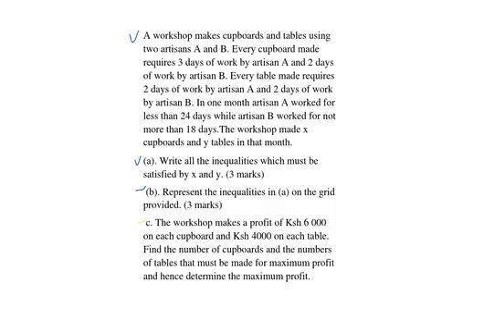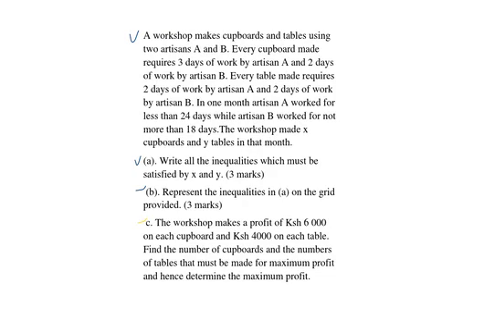Part C, we are told the workshop makes a profit of 6,000 shillings on each cupboard and 4,000 shillings on each table. Find the number of cupboards and the number of tables that must be made for the maximum profit, and hence determine the maximum profit.